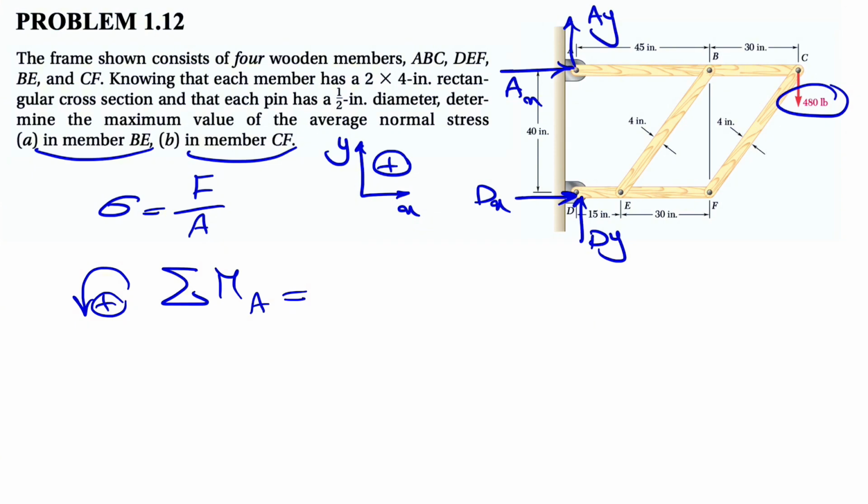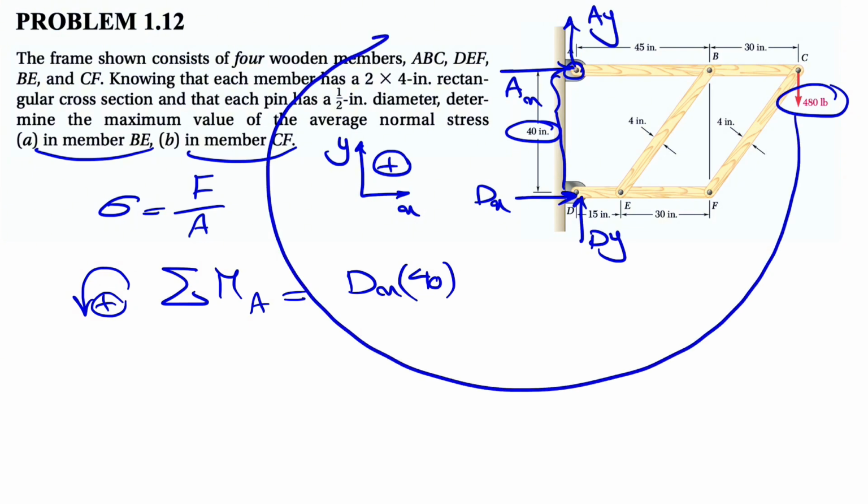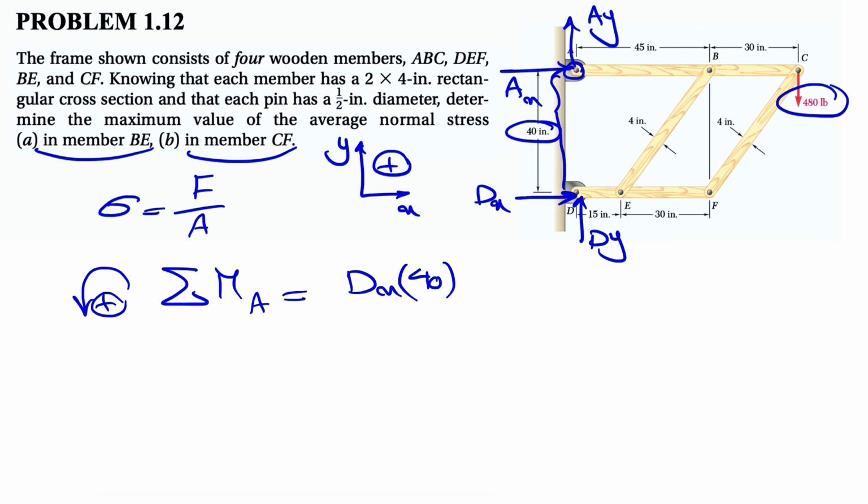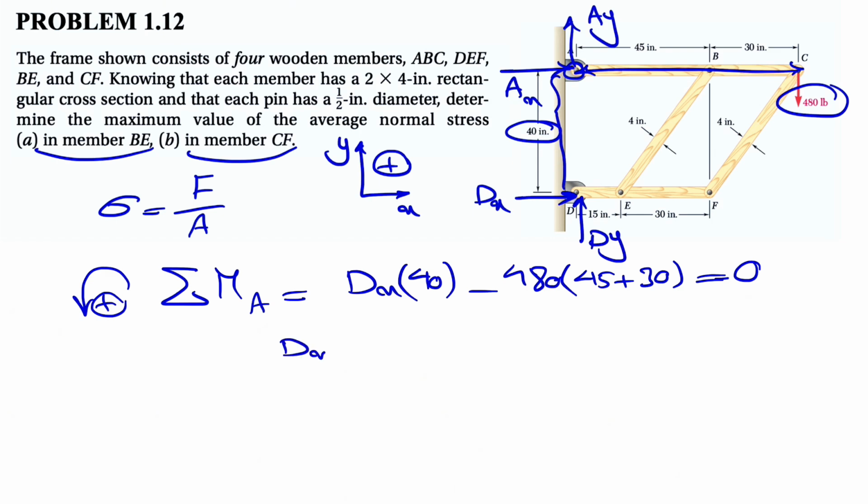The moment of dx about point A is counterclockwise, so this is the direction. So positive dx times the distance, the vertical distance, which is 40 inches, and we have the moment of the 480 pounds force. As we can see, the moment is clockwise, so negative 480 times the distance from A to C, from here to here, which is 45 plus 30. This will be equal to 0. Again, since we are in equilibrium, sum of all forces and sum of all moments will be equal to 0. So from here we can find dx easily, which is going to be 900 pounds.